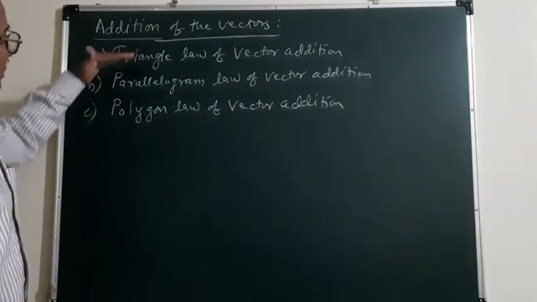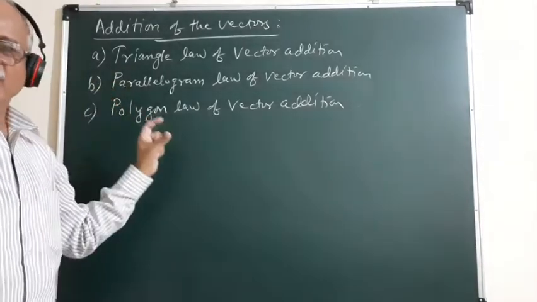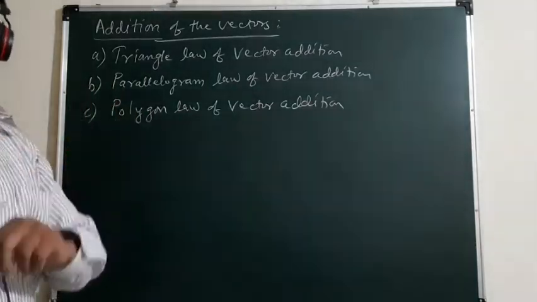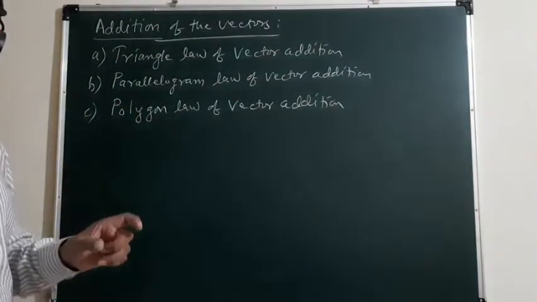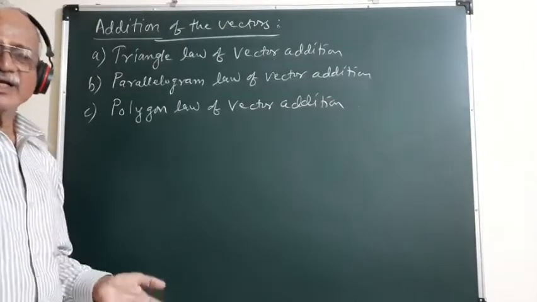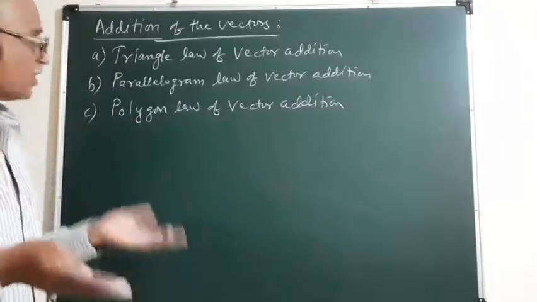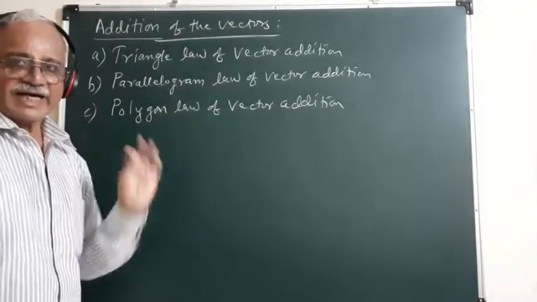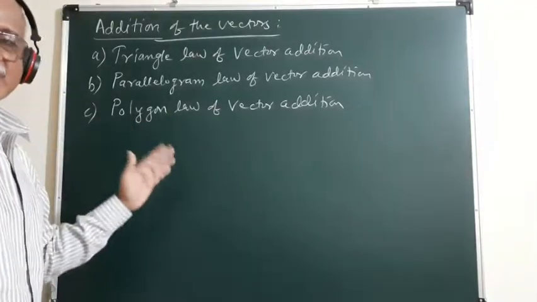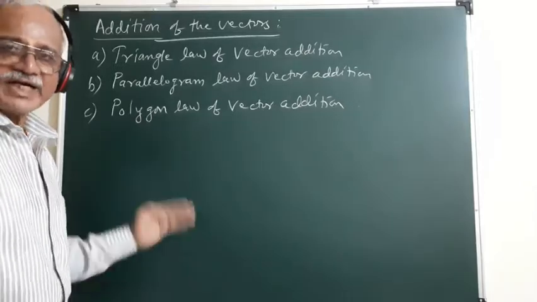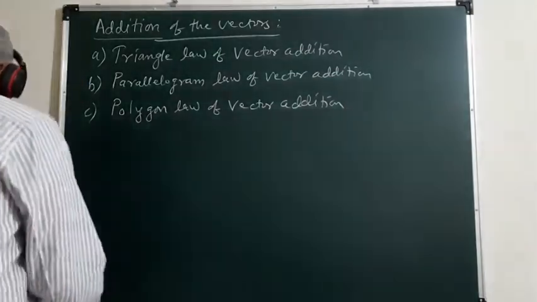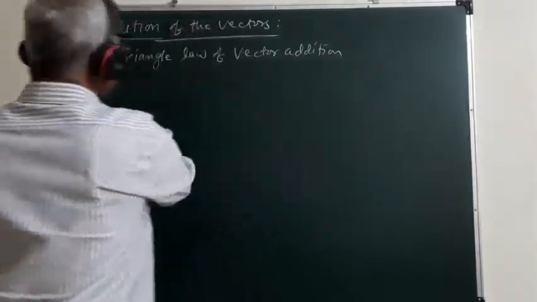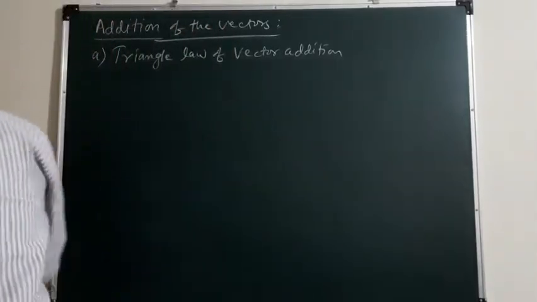So these are the 3 different methods by which we can perform the addition of vectors. The first 2 methods are particularly used to perform the addition of 2 given vectors, and if the number of vectors to be added is 3 or more, we can make use of the polygon law of vector addition. So let us discuss these 3 methods one by one. Let us first discuss the triangle law of vector addition.